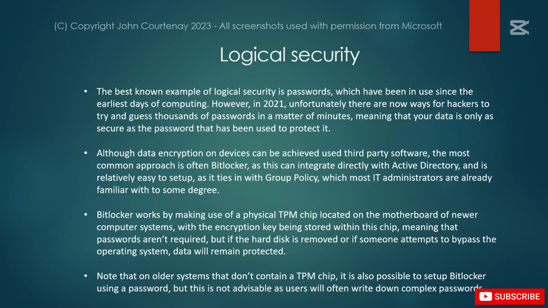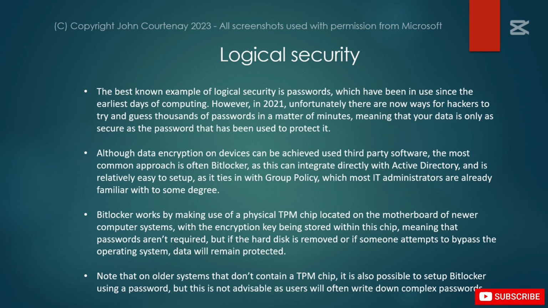To this end, there are software security solutions available on modern versions of Windows, such as BitLocker, that help to protect data by integrating security directly into the operating system. Although data encryption on devices can be achieved using third-party software, the most common approach is often using BitLocker, as this can integrate directly with Active Directory and is relatively easy to set up as it ties in with group policy, which most IT administrators are already familiar with to some degree.